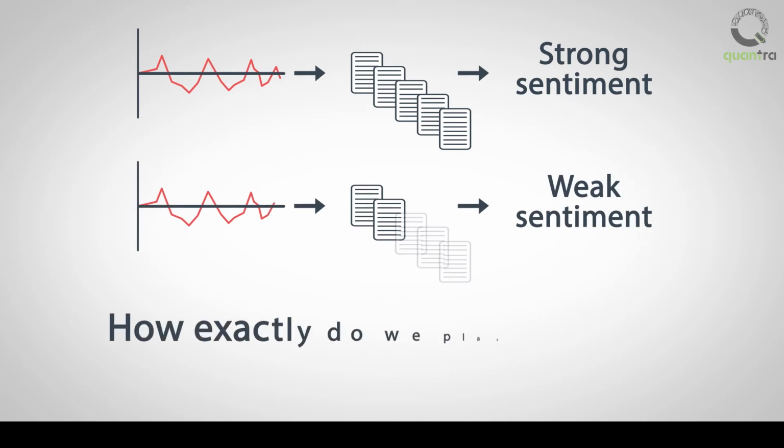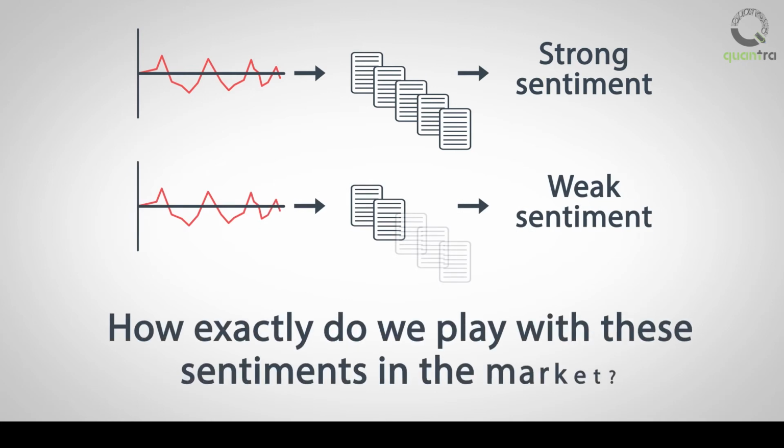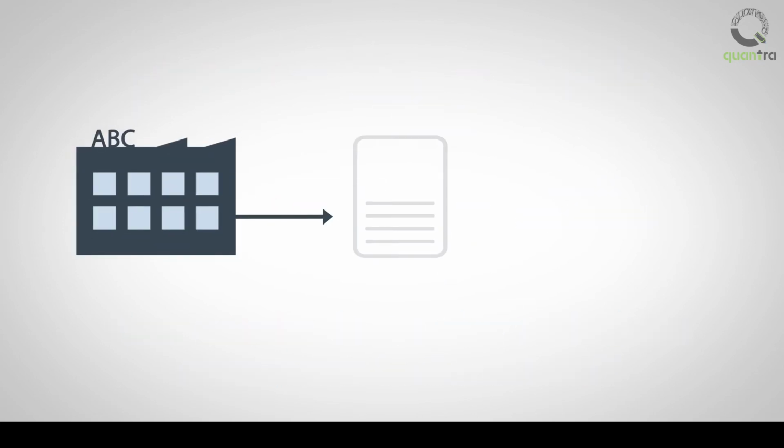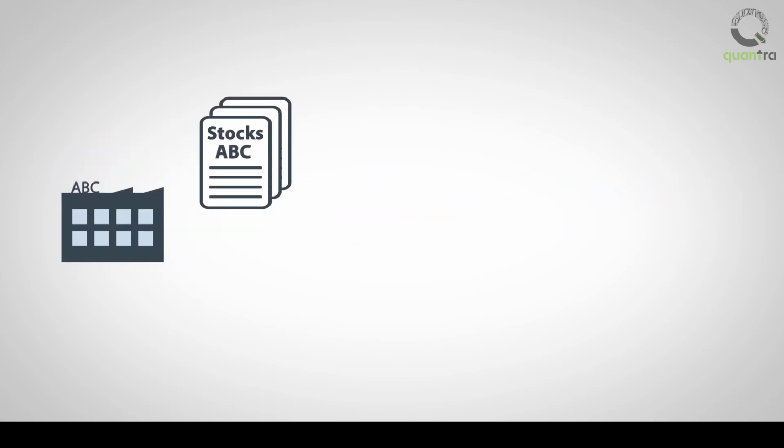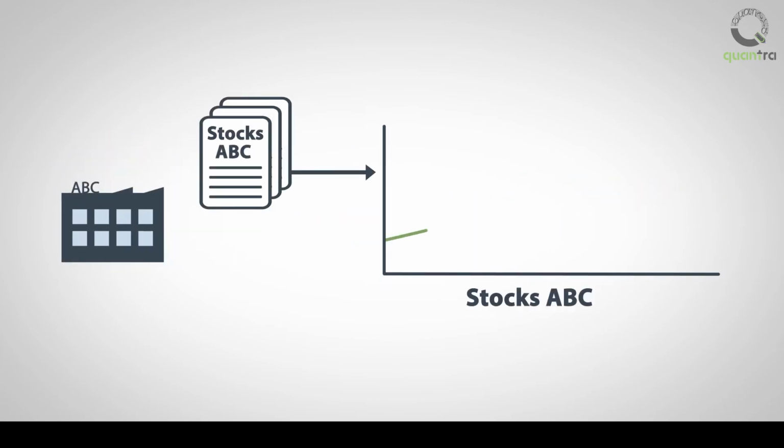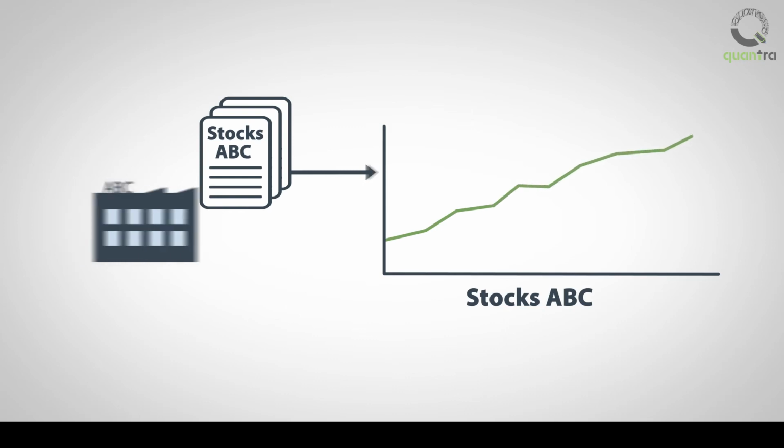So, how exactly do we play with these sentiments in the market? For instance, a company declares positive quarterly earnings, which beats the market estimates. The stock of this company would reflect this in its activity. Its price will move in the upward direction.